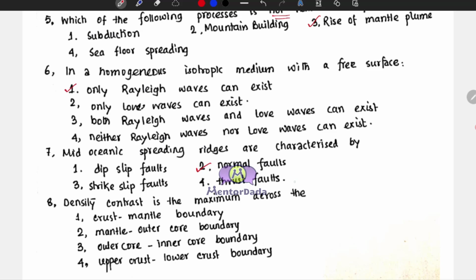Okay, thrust faults are very common in collisional or convergent plate boundaries, right? Normal faults are in divergent plate boundaries, or you can say extensional plate boundaries. Okay.